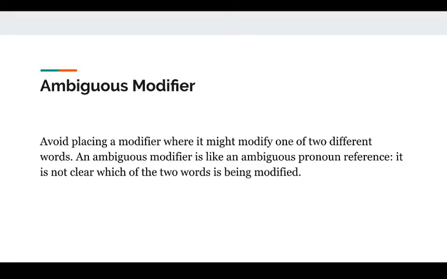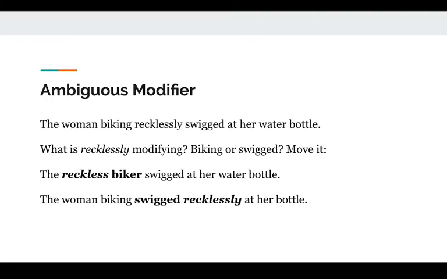So next I'm going to be talking about an ambiguous modifier. So avoid placing a modifier where it might modify one of two words. An ambiguous modifier is like an ambiguous pronoun reference. It is not clear which of the two words is being modified. So in these sentences, the woman biking recklessly swigged at her water bottle. What is "recklessly" modifying in the sentence? We can't really tell because it can modify "biking" or "swigged."